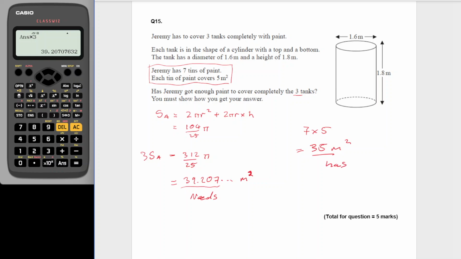Has. So does he have enough? No, as 39.2 meters squared is greater than 35 meters squared. So I've answered it and included the 2 figures because the working, that's not too bad actually, but the working can get quite stretched out.